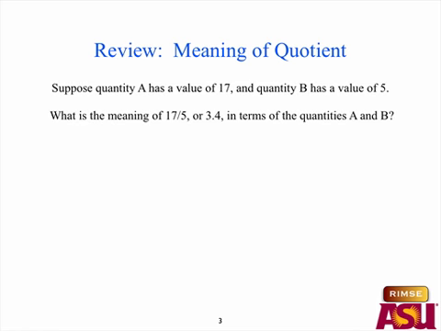Suppose quantity A has a value of 17, quantity B has a value of 5. If you divided 17 by 5, you get the number 3.4. So in terms of quantities A and B, what does the number 3.4 mean? Talk to your partner. Go. So in terms of the quantities A and B, what does that number 3.4 represent or signify? Talk to your partner.